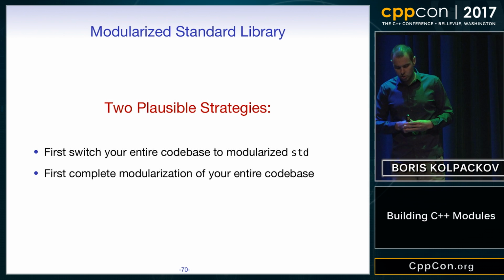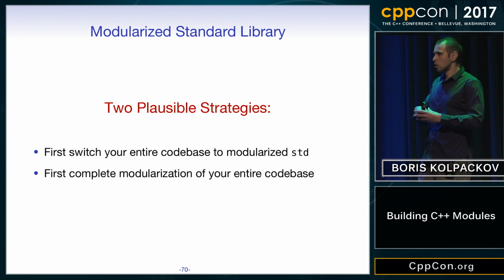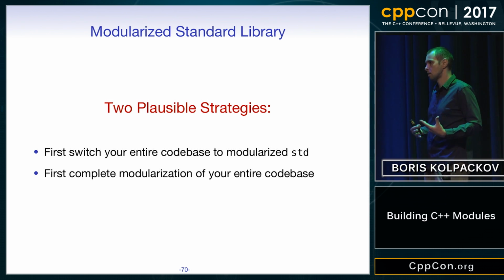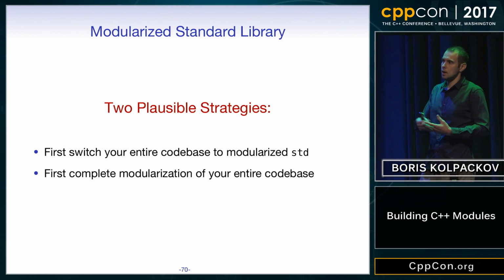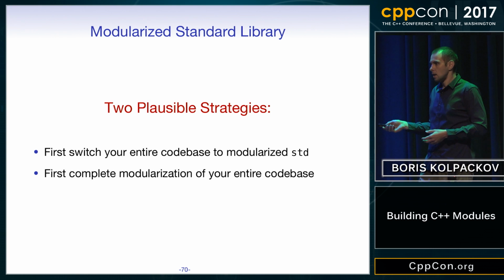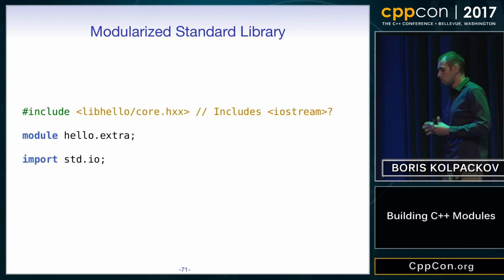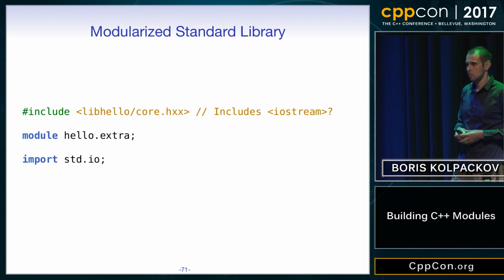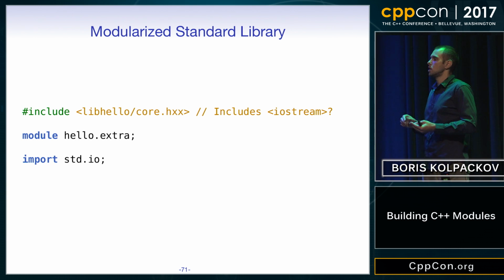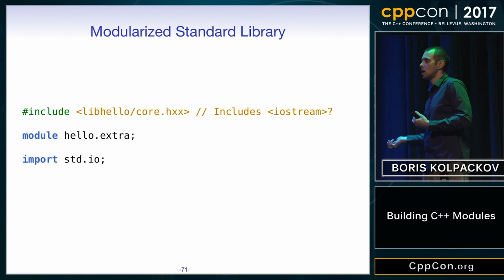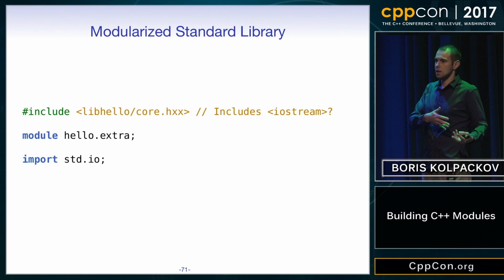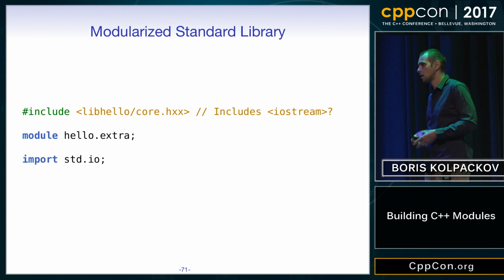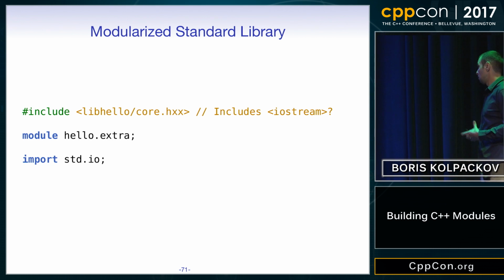The alternative strategy is kind of an inverse. First, modularize your whole code base while continuing using standard library as headers, and then switch at the end. Now, the reason to wait until you modularize your entire code base is to get rid of includes. Right? If we continue using includes for some of our modules and we're modularizing some others, and we are switching to the standard library in the process, you will end up, well, we ended up with situations like that.